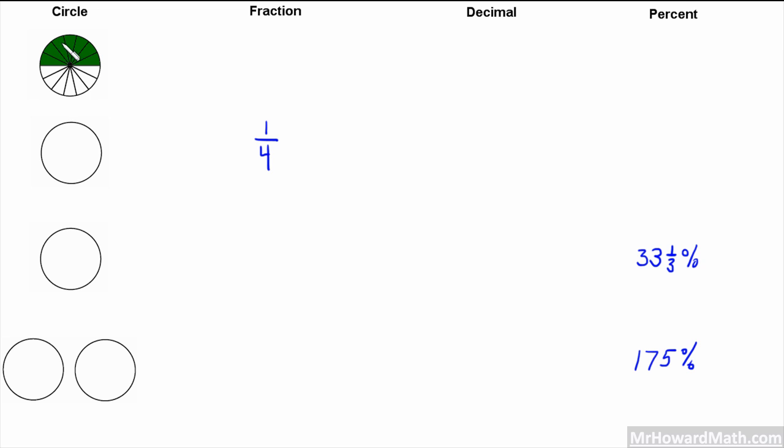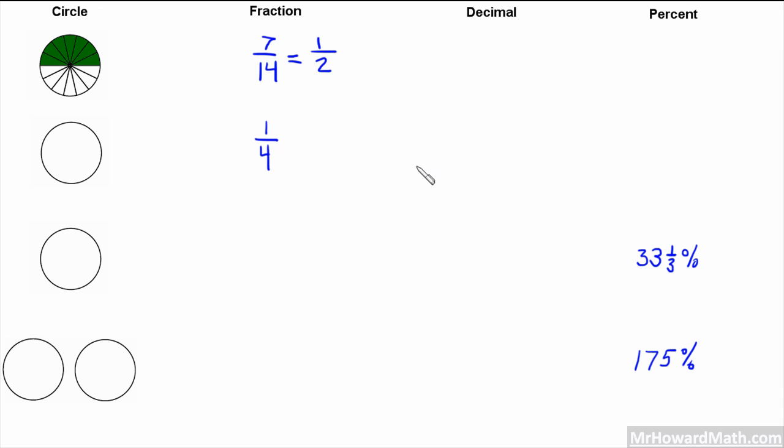So that's 1, 2, 3, 4, 5, 6, 7. Right, seven pieces that are shaded out of 1, 2, 3, 4, 5, 6, 7, 8, 9, 10, 11, 12, 13, 14, the total of 14, right? 7 out of 14. And you can probably see we can simplify this. 7 goes into 7 one time, 7 goes into 14 two times, right? 1/2. Makes sense? Because if you look at this circle, half of it is shaded, right?